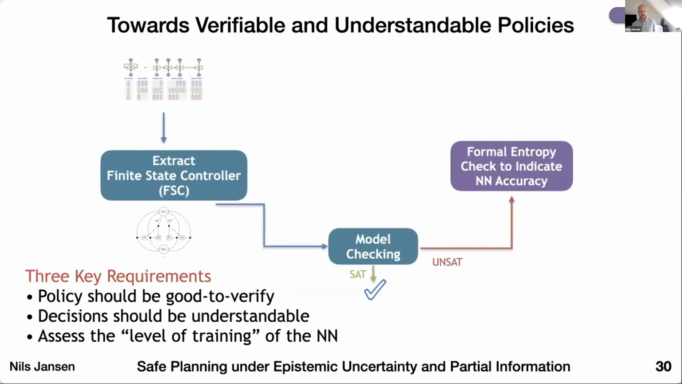Another thing was, sure, we have a neural network, but how do we know if it has been well trained? Does further training improve our policy? Or should we work on the extraction process to get a better policy?